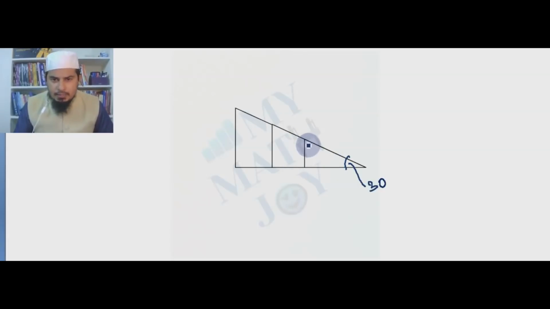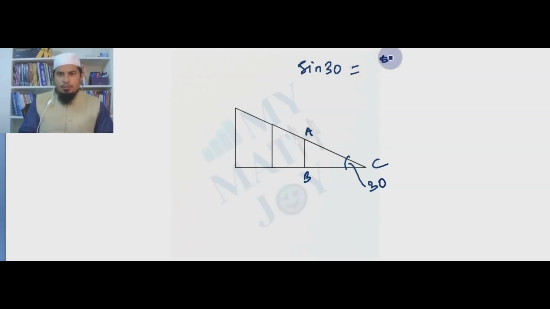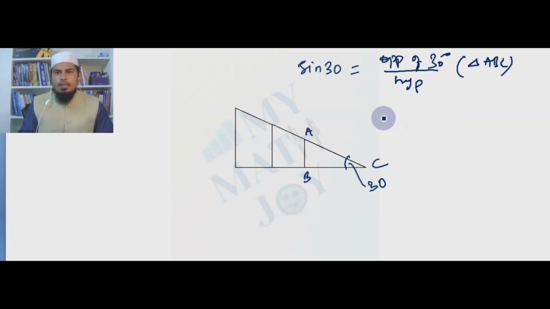You measure the opposite side and the hypotenuse of that particular right angle triangle. Then with respect to 30 degrees, I can write sine 30, which is the opposite of the 30 degree angle divided by the hypotenuse of triangle ABC. If you do the calculation, the answer should be approximately 1/2, that is 0.5.